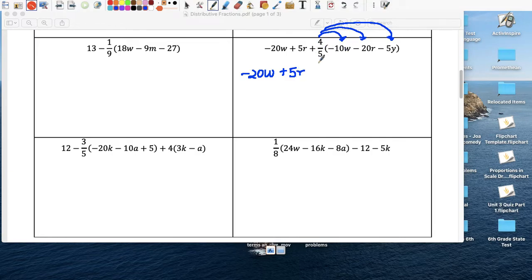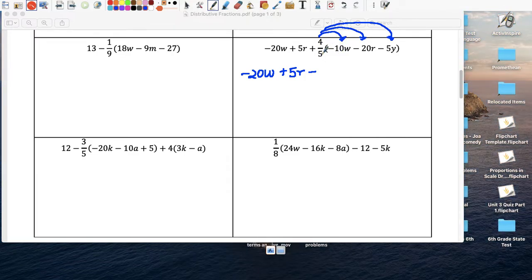Positive times a negative is a negative, and 4/5 times 10. Again, like I told you in class, you can multiply the 4 by 10 and get 40 and then divide by 5, or you can divide the 10 and 5 to get 2 and then multiply by 4. It's whatever you think is easier. So 4 times 10 is 40, divided by 5 is 8, so 8W.